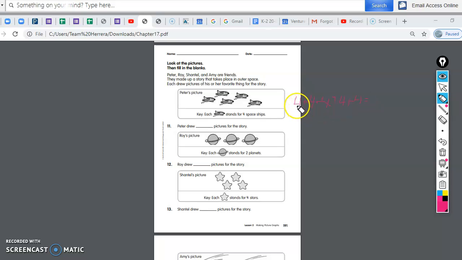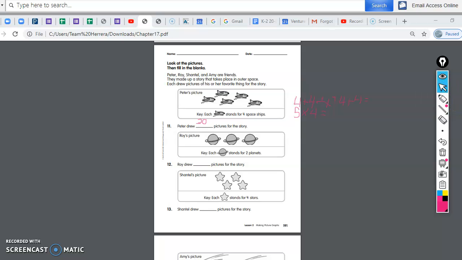Or I'm taking 1, 2, 3, 4, 5 rockets, and each of them are worth 4. So that would be 5 times 4. And when I solve that, I would get 20. Okay, so again, this is a can-do page for page 191.